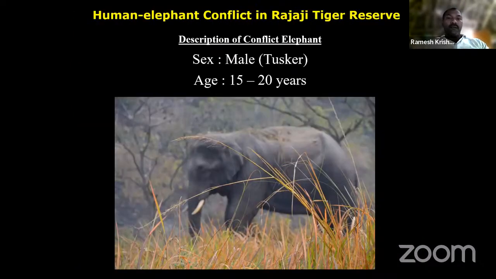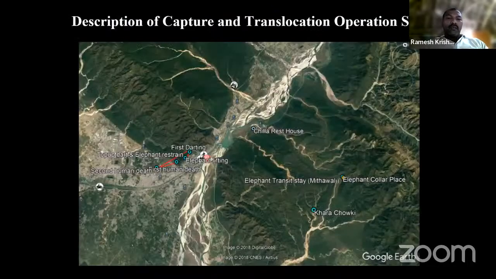And similar with elephant, we had one conflict elephant of 15, 20 years, which used to operate in the establishment in Haridwar. It actually killed 2 people, and then it was supposed to be captured. It was captured and brought to this other site called Mitawali in Chilla range of the Rajaji Tiger Reserve. So it was released there after radio collar.